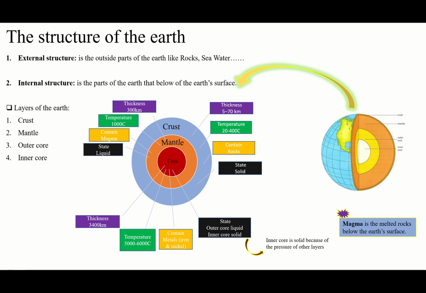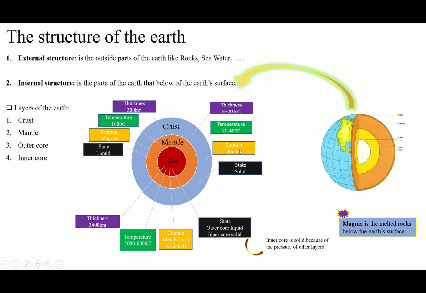So let's see the difference between their temperature. The temperature of the crust is between 20 and 400 degrees Celsius. That is the general average temperature of the Earth's crust. But the temperature of the mantle is 1,000 degrees Celsius. It means the rock is going to melt there. The core is 5,000 to 6,000 degrees Celsius. It's really hot there.